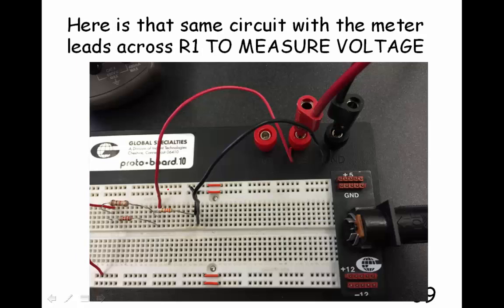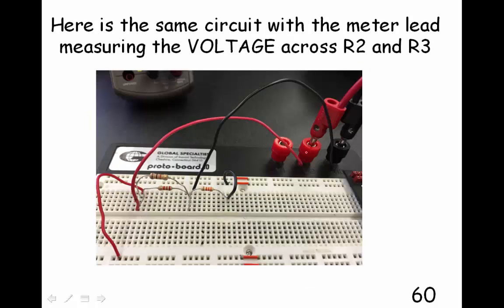Here's that same circuit, and then I kept flashing at you. This is the same exact circuit, but now we've got our meter hooked across that R1 at the bottom to measure the voltage across that resistance. And here it is. There are my meter leads going over to measure the voltage across the parallel combination of resistors.